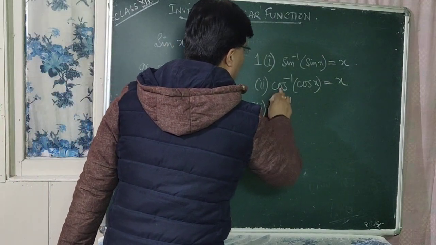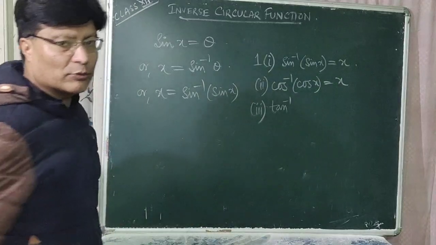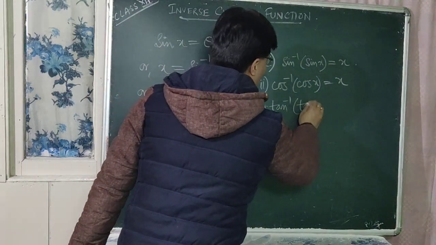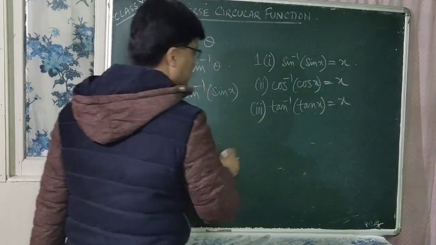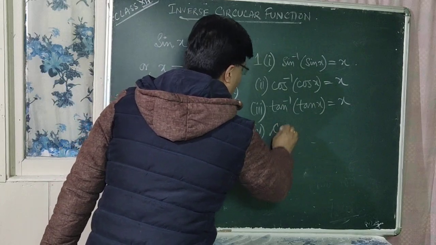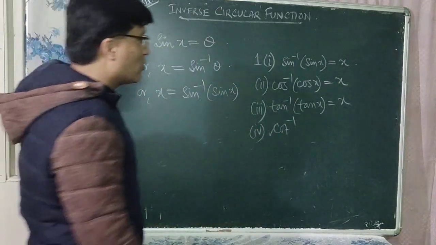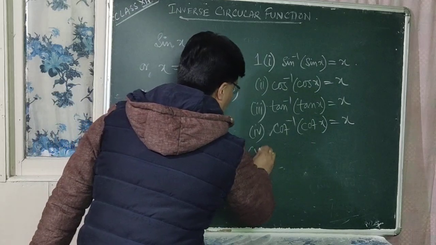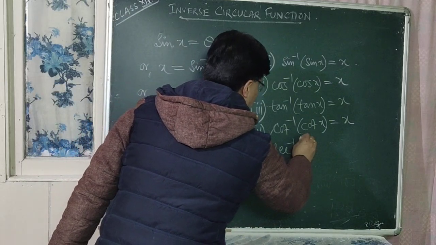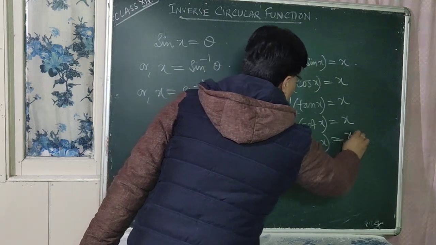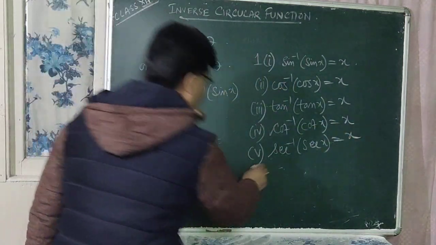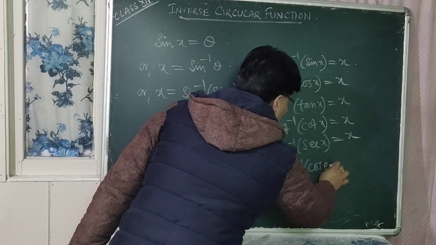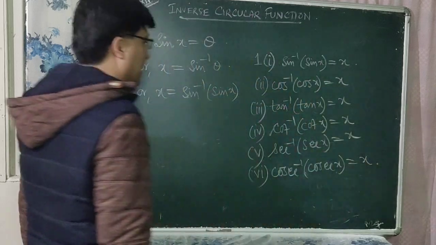Number 3, tan inverse tan x, that is also x. This should be the same. If it is cos inverse, then inside the bracket there should be cos x, and only then can you write x. Again, if it is tan inverse, within the bracket there should be tan x, which is equal to x. Number 4, cot inverse, within the bracket there should be cot x, which is also x, right. And number 5, sec inverse sec x is equal to x. And number 6, cosec inverse cosec x is also x.